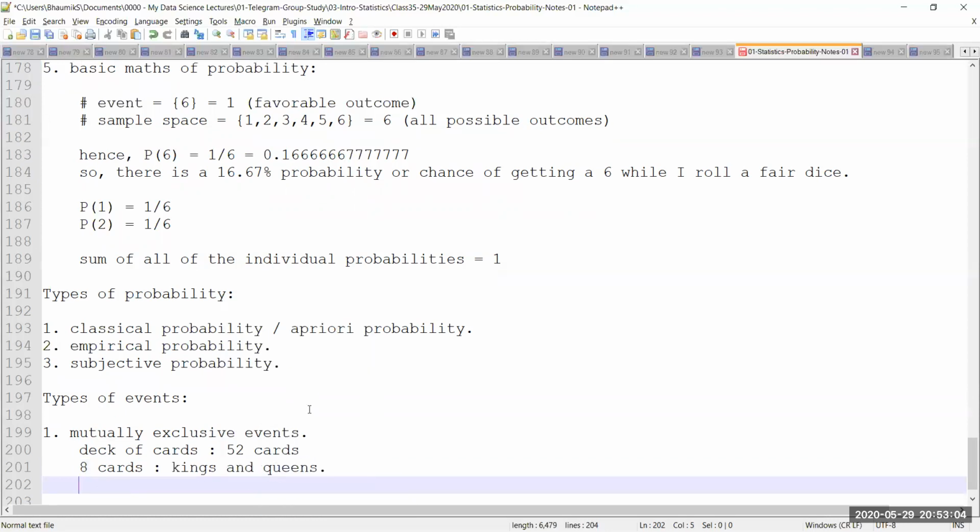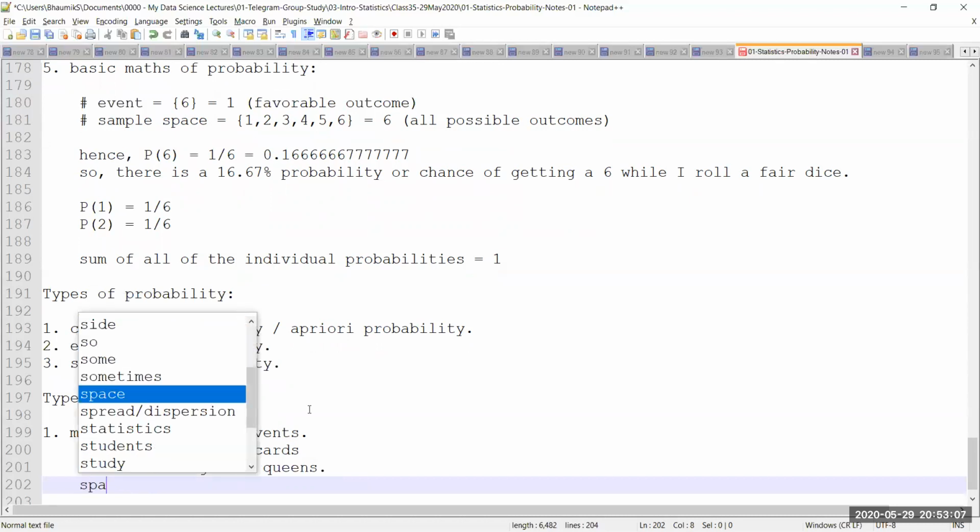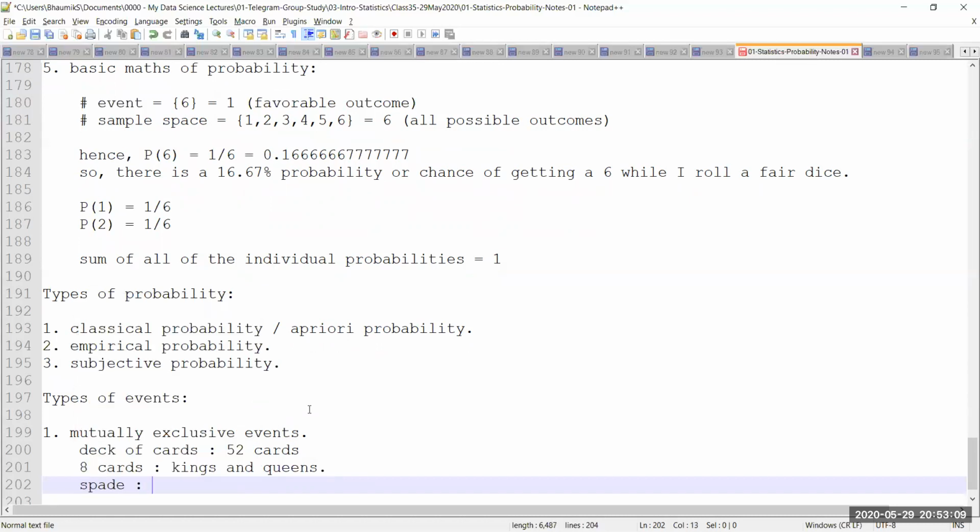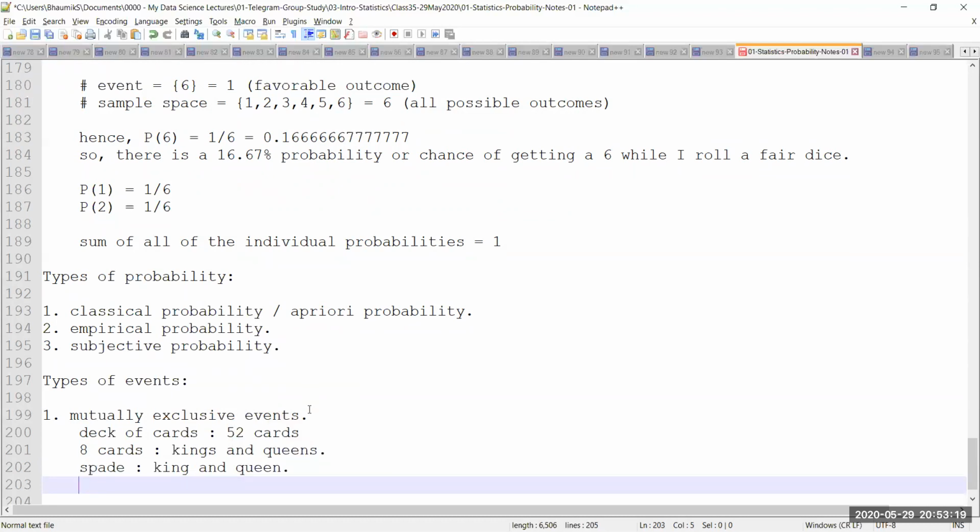Out of this, let's say my favorite suit is spade. So I take the spade type and I select the king and the queen. I have the king and the queen card in my hand. Randomly, if I ask Rohit to select a card out of these two cards, it can either be king or queen. It can never be both. We don't know which, but it will either be king or queen.